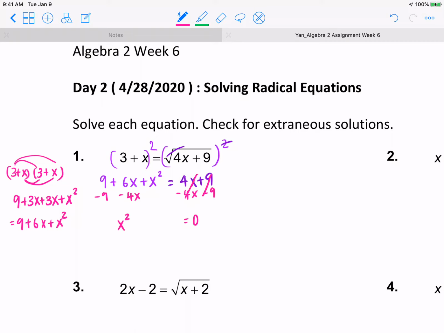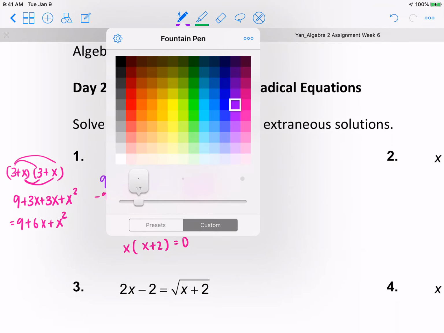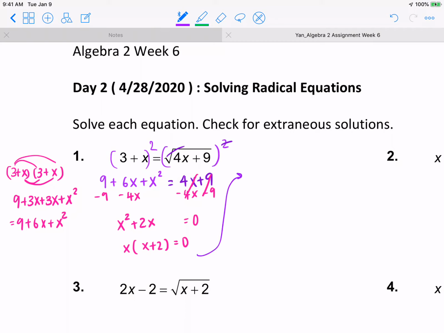So I'm going to have x squared plus 2x. 9 minus 9 goes away, so technically this is it. Okay, so I'm going to factor out my x. I have x plus 2 left, equal to 0. Let's keep going. So I'm going to put x equal to 0, x plus 2 equal to 0. This is already done. And then this would be x equals negative 2.